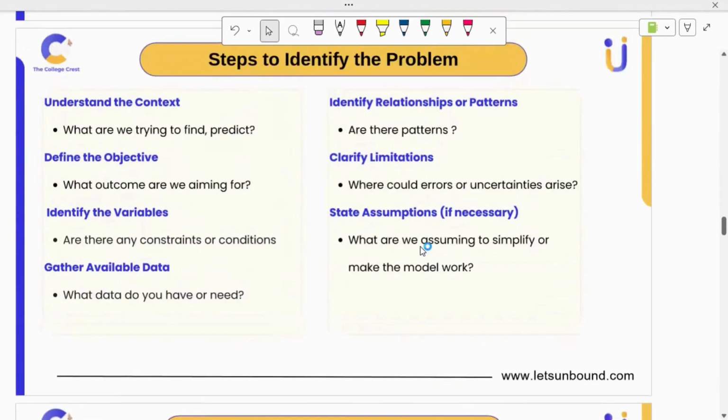Steps to identify the problem. First, understand the context. What are we trying to do? What is given? Read it twice and define the objective. What outcome are we aiming for? I need to find a height. Identify the variables, the unknowns and the knowns. Gather all the available data from your problem. Identify relationships or patterns, that is important. Then clarify limitations. Of course, a real-life problem will have some constraints, so if any error happens, you can avoid those values. State assumptions if necessary. We already did this, right? You can assume why the model is working, and you can take the domain where only your model will work. That interval alone you can pick.